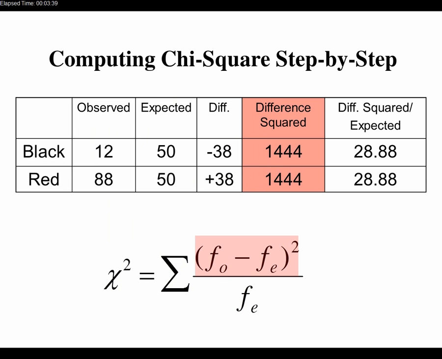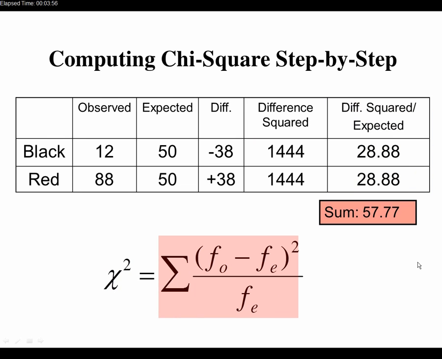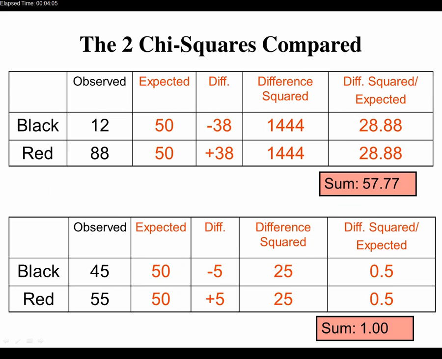See what I'm doing? It's 1,444, and the difference squared divided by the expected is 28.88. Okay, so the sum is 57.77. That's both of those summed up. Let's compare the two chi-squares. Here's the observed and the expected, and these were the two different distributions. Here the sum is 57.77, and here the sum is 1.